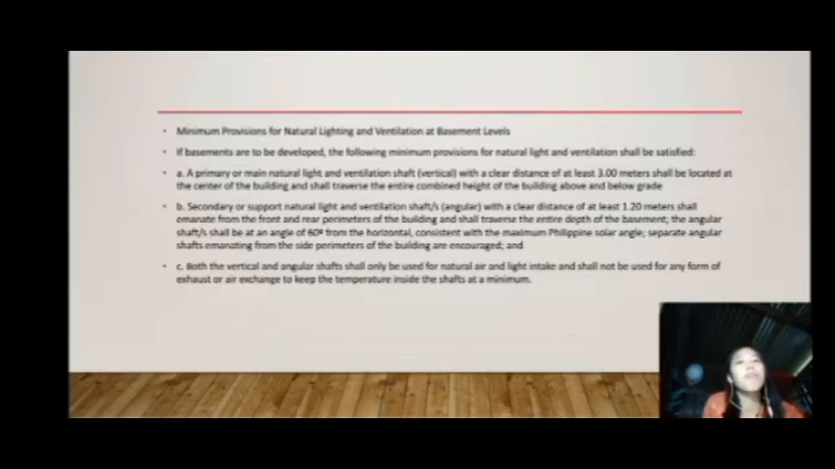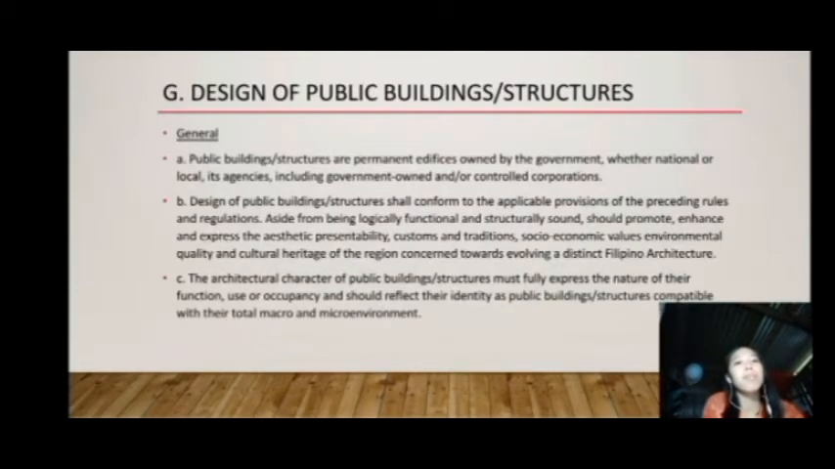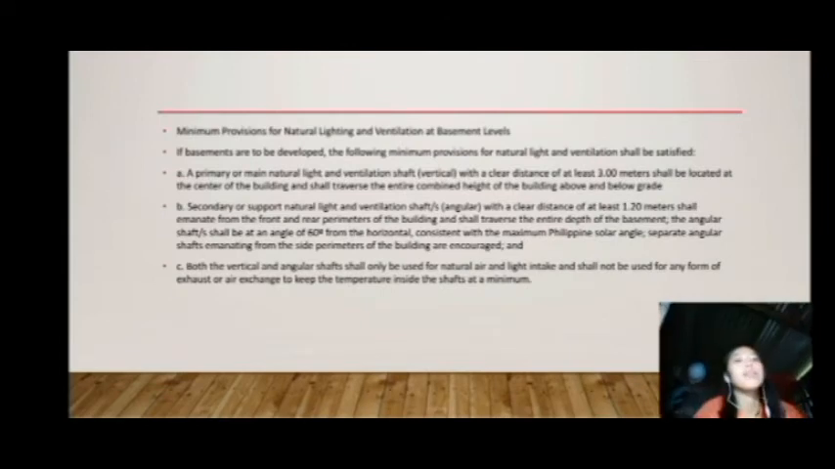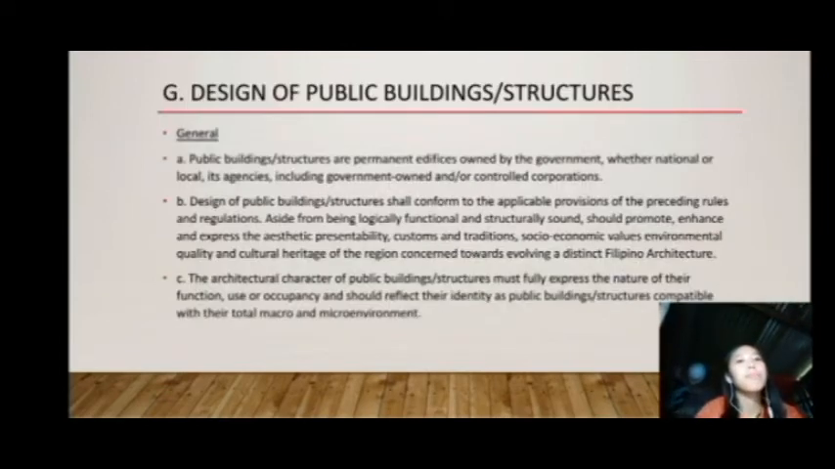And lastly, both the vertical and angular shafts shall only be used for natural air and light intake and shall not be used for any form of exhaust or air exchange, to keep the temperature inside the shafts at a minimum.